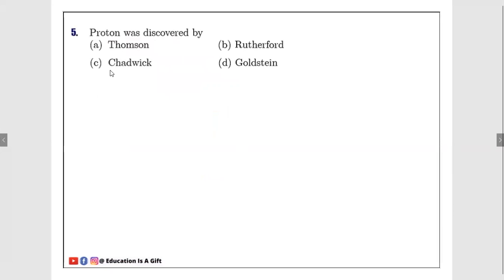Number 5, proton was discovered by. Already we have discussed in the first question. If you observe the four scientists: J.J. Thomson, modern atomic structure; Rutherford, he told about nucleus; and James Chadwick, neutron. While coming to Goldstein, it is proton. Canal ray experiment he did. So proton was discovered by E. Goldstein.